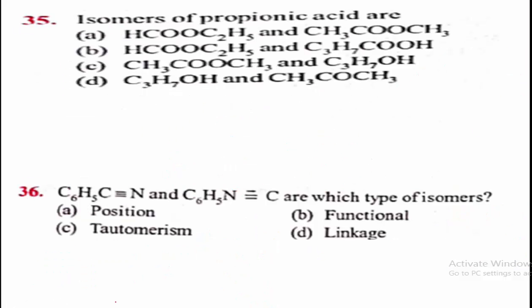Students, next question number 35. Isomers of propanoic acid are, yes, isomers of propanoic acid. Then you write the propanoic acid structure first, is it right? You know this is CH3CH2COOH. It is the structure of propanoic acid, and the molecular formula of this one is C3H6O2, is it right? Yes.